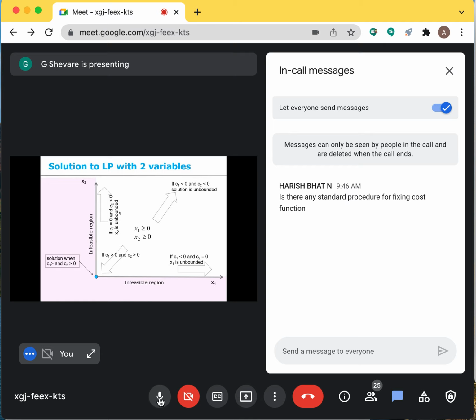So basically what I'm saying, coming to the brass tacks, is that the cost function is not coming out of the sky. It is coming from the problem definition that you are having.